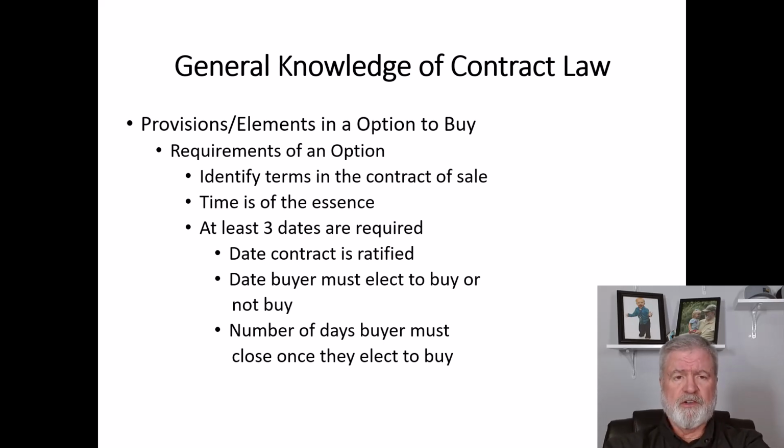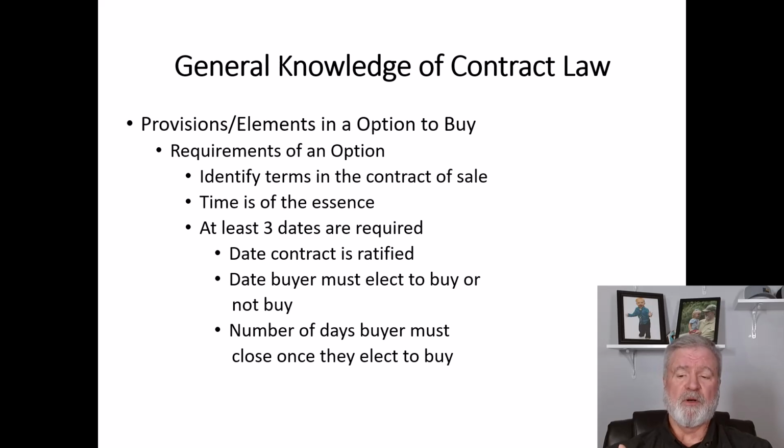So we look at some other requirements of this option to buy. And then, obviously we have to include or identify all the terms of the sale, all the terms that would be included into the sale of this property. So in essence, what happens is this. You'll take a contract of sale and just fill it out. Y'all fill out the entire contract of sale. The only item that's left blank is the closing date.